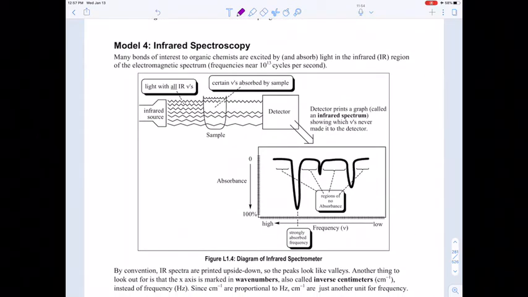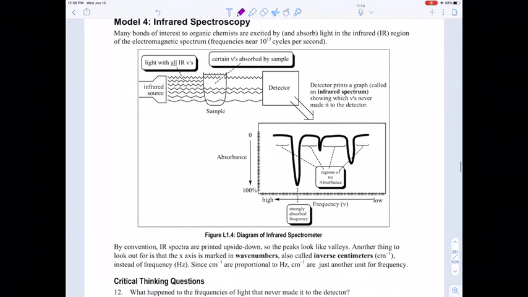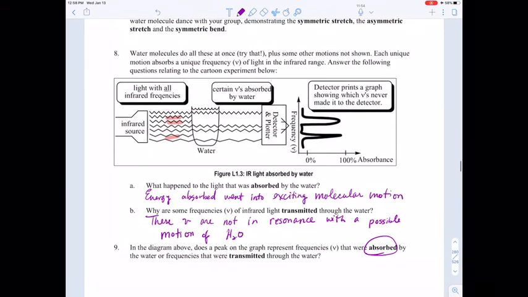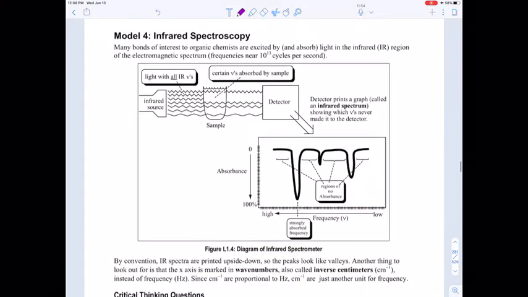Onward to infrared spectroscopy. This is one of the most important tools in an organic chemistry lab. Many bonds of interest to organic chemists are excited by and absorb light in the infrared region of the electromagnetic spectrum. Essentially, what we saw before up here is duplicated down here.